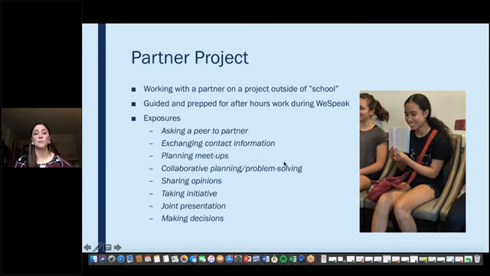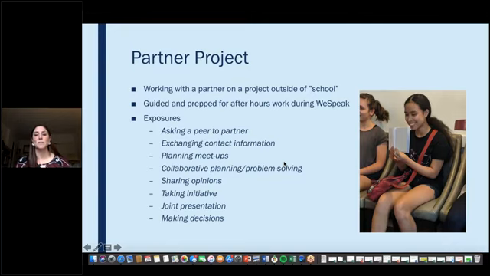The partner project is always different, but we want them to get practice in working with kids outside of school or outside of We Speak on a project, which requires a lot of different skills that these kids may not have yet developed and may not have yet practiced. So we have them practice asking a peer to be their partner, exchanging contact information, planning meetups, collaborative planning and problem solving, sharing opinions, taking initiative, doing a joint presentation, and making decisions.